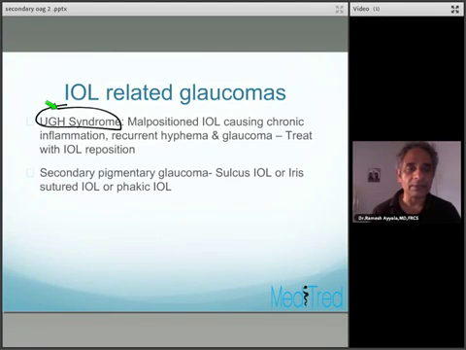Sometimes you can have secondary pigmentary glaucoma from a sulcus IOL, an iris-fixated IOL, or a phakic IOL. Any of these situations can cause a chafing motion of the haptic portion of the intraocular lens against the iris, releasing pigment in the anterior chamber and causing pigmentary glaucoma. Again, treatment is to tackle the lens which is causing the problem.